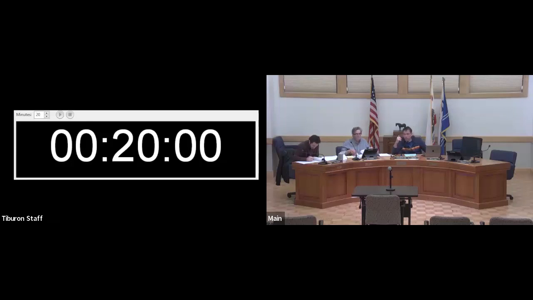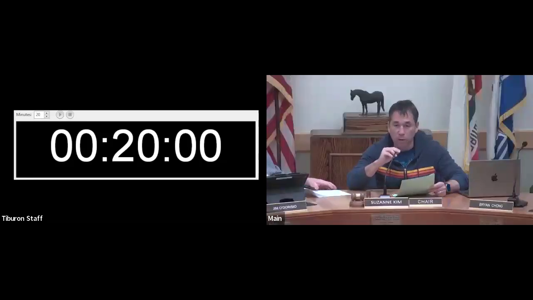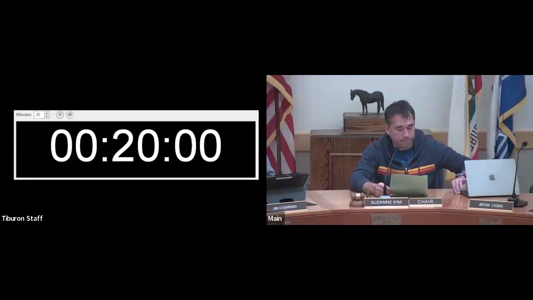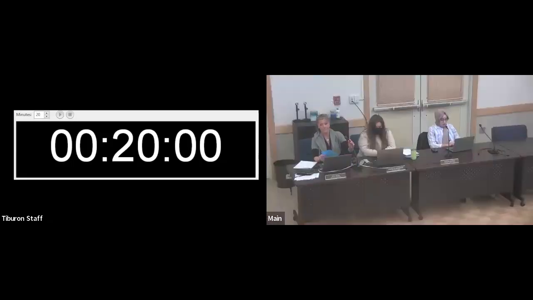Should we just go, so we have a quorum, you want to just go ahead and knock out some of the administrative stuff at the beginning? All right, while we're waiting for them, we're going to do a roll call. Board Member Rosner? Here. Board Member DiLorenzo? Here. Vice Chair Chong? Here. And Chair Kim and Chair Malat are not here today.